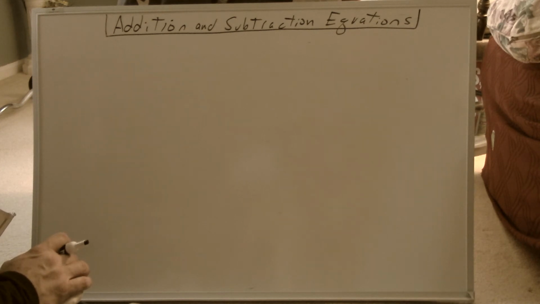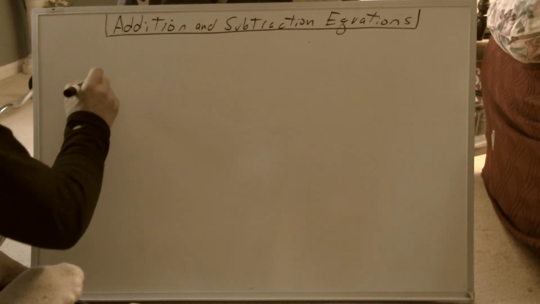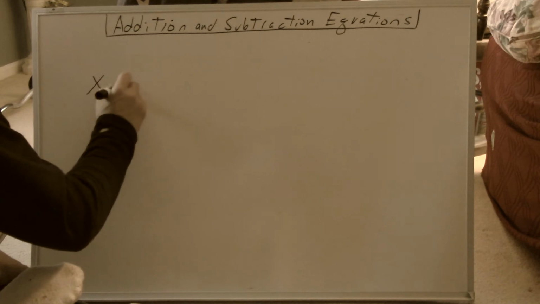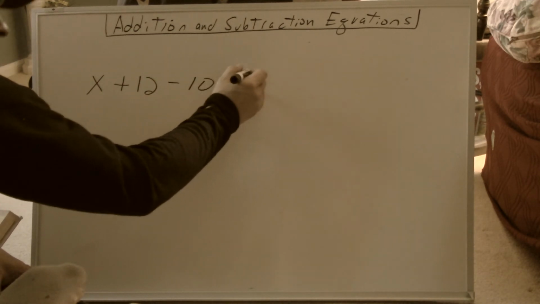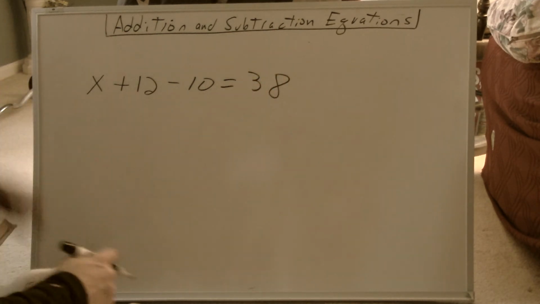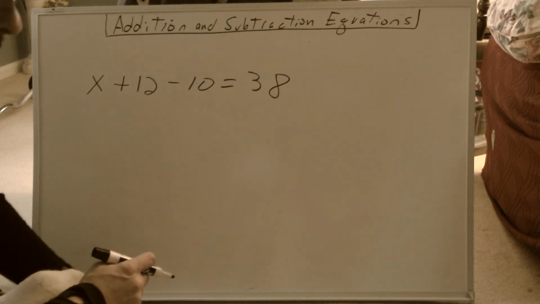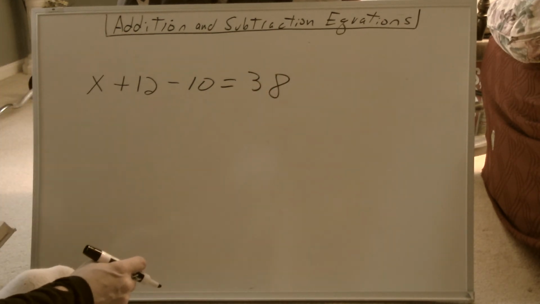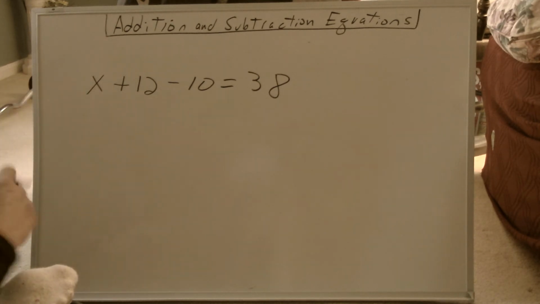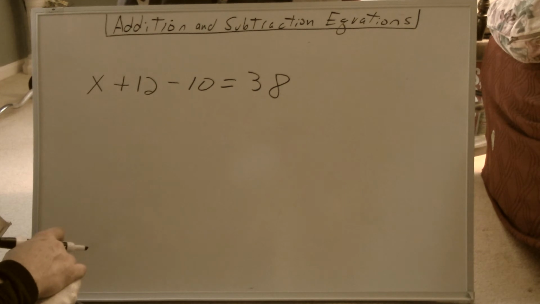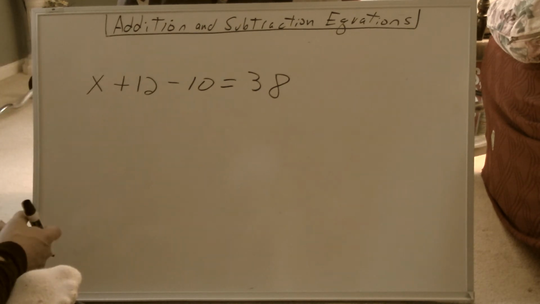Now here's another situation. Let's see. X plus 12 minus 10 equals 38. Now we do not have parentheses. We're going to do some with parentheses. That'll be in another video where I show you distribution first, but this is all combine like terms and then divide. So we have to combine like terms.